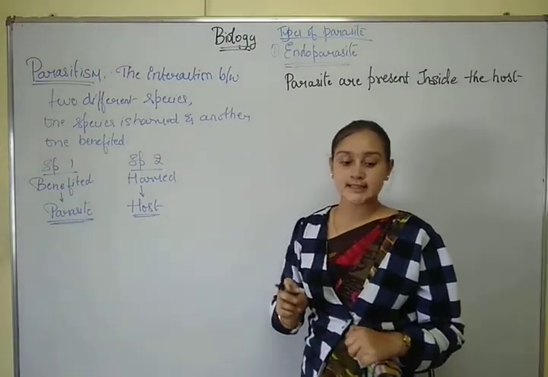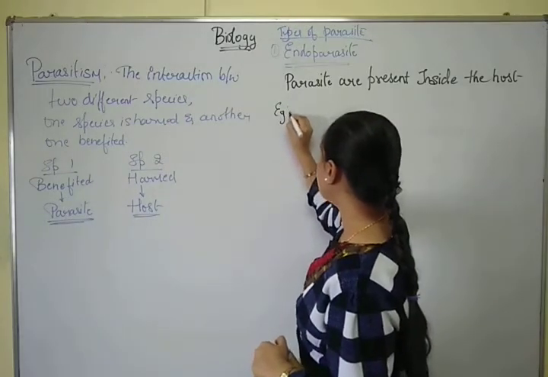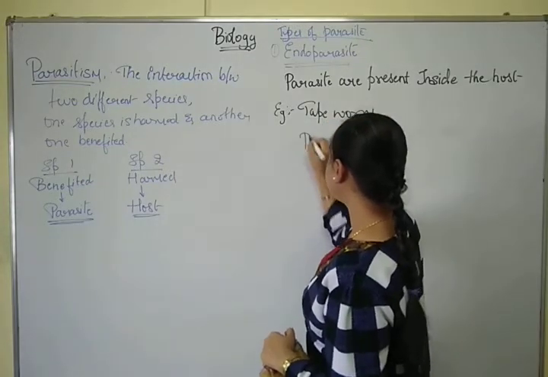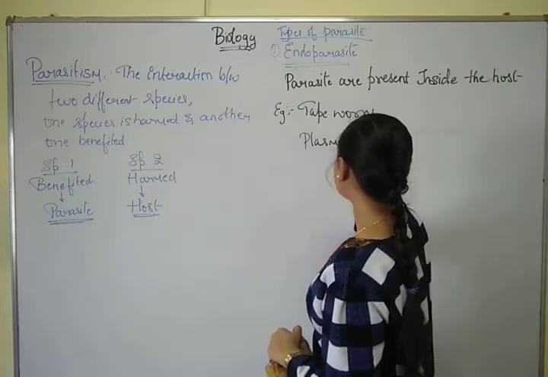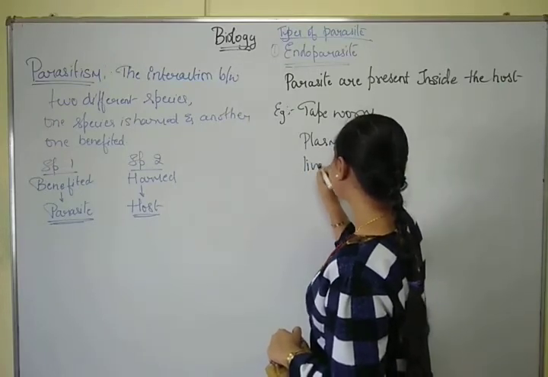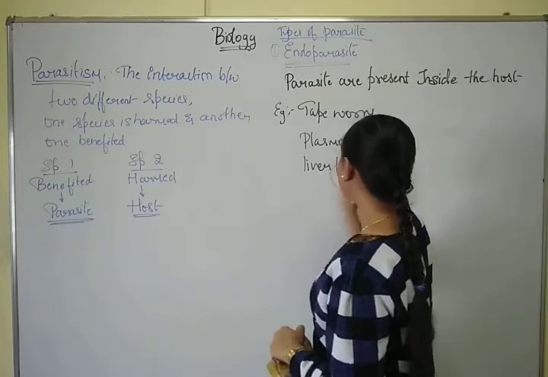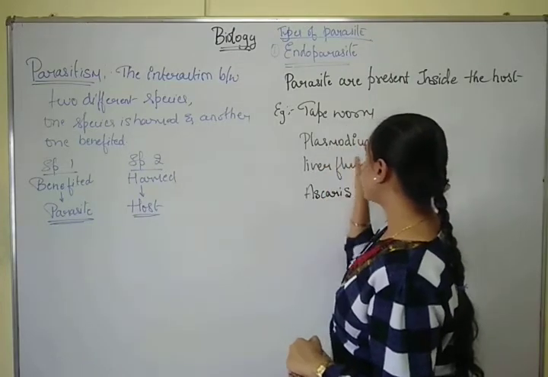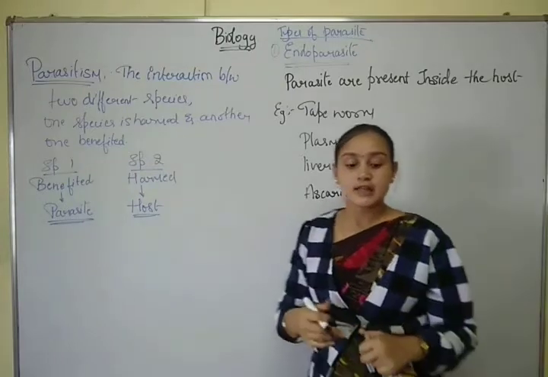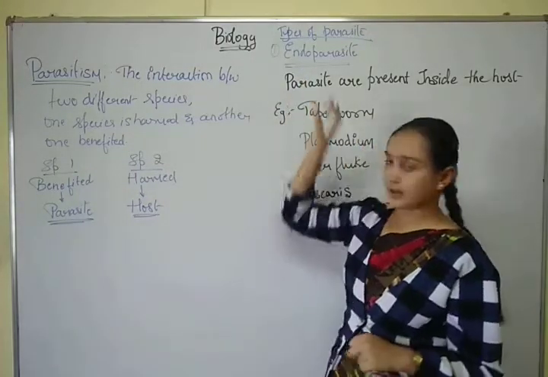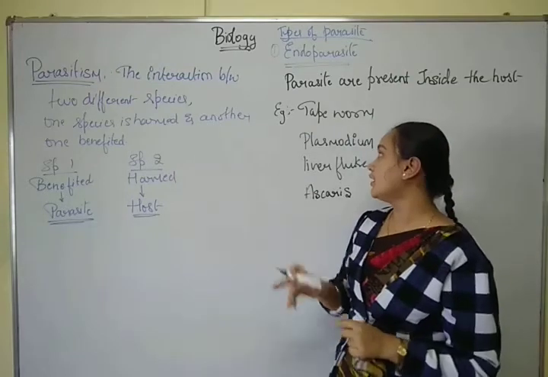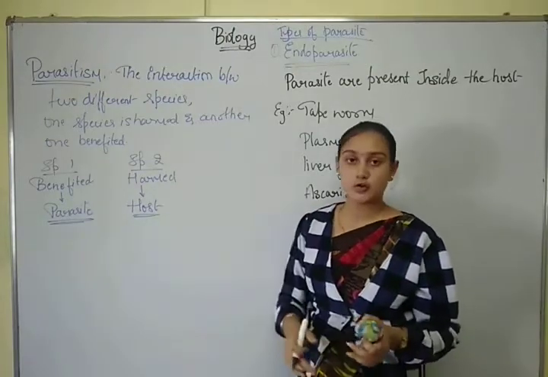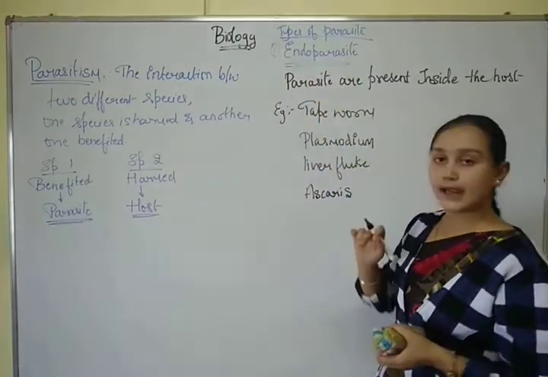Let's take some examples here: tapeworm, plasmodium, liver fluke, and Ascaris. All of these come under the endoparasite. Where are these parasites present? They are present inside the host. These are a few examples of the endoparasite.